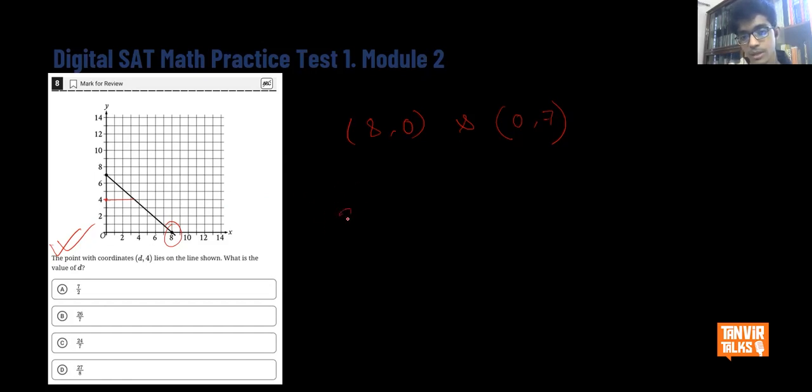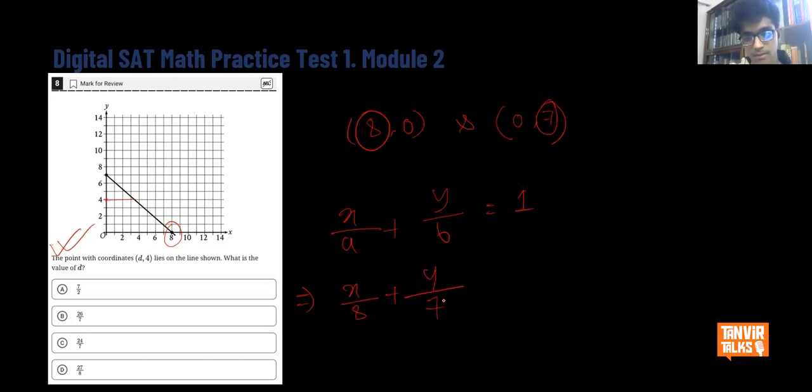We know that x by a plus y by b is equal to 1, right? So that's the intercept form. So a is equal to 8 and b is equal to 7. So x by 8 plus y by 7 is equal to 1. Okay, so this equation will go through (d, 4). So the y value will be 4. So x by 8 plus 4 by 7 is equal to 1.